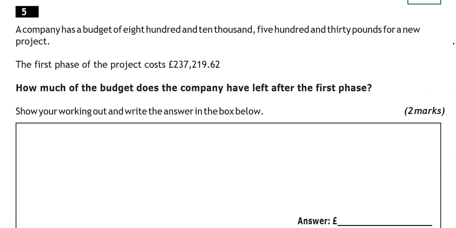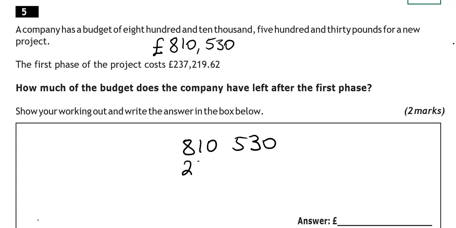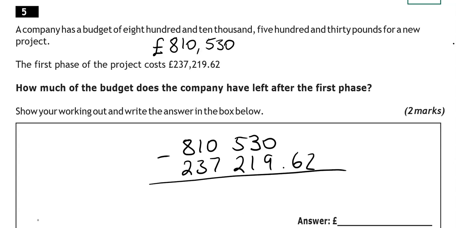A company has a budget of £810,530 for a new project. So let's write that. So £810,530. The first phase of the project costs £237,219.62. How much of the budget does the company have left after the first phase? So let's rewrite this. So taking this away, we can do this with a calculator, and it gives us 573,310.38 pence.